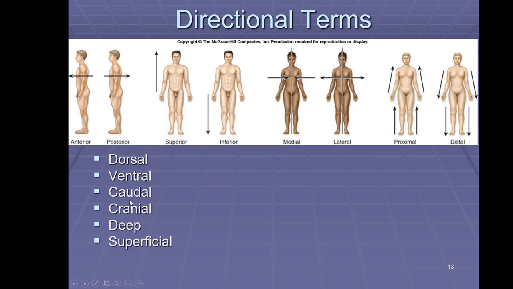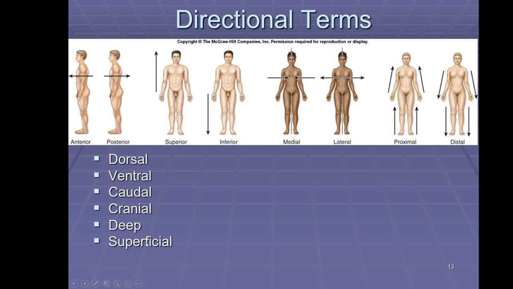Then some other terms that are used, caudal and cranial. We don't use those much in human anatomy, but caudal literally means tail end. Cranial means towards the head. So kind of like superior and inferior, but a little bit different. Caudal is more used in animals. If you think of a dog, caudal would be where the tail is, where the butt is. Cranial would be towards the head.